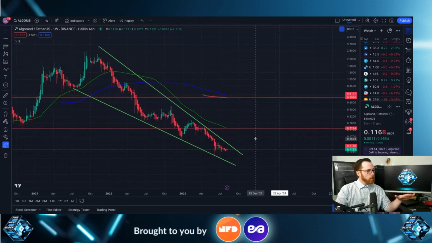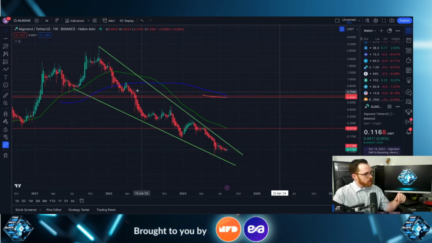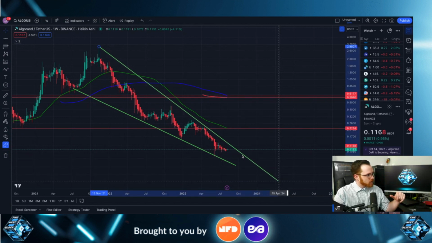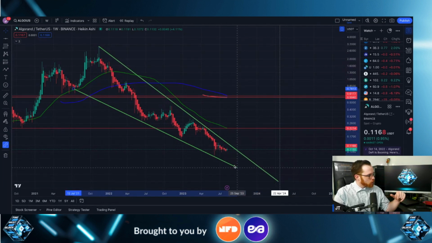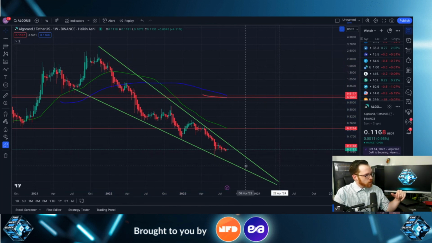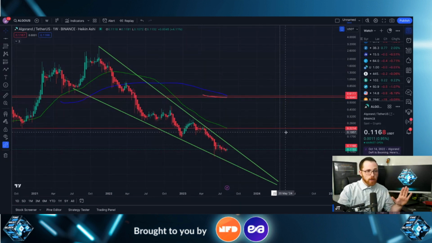So don't get me wrong, we could still very much so travel in this descending wedge. We could travel down this channel for quite some time. I mean, if we take this to its logical conclusion, if we're being real, Algorand could travel down in this tight zone and basically travel all the way down to like 4 or 5 cents before it finally pops off. That's totally possible as well.